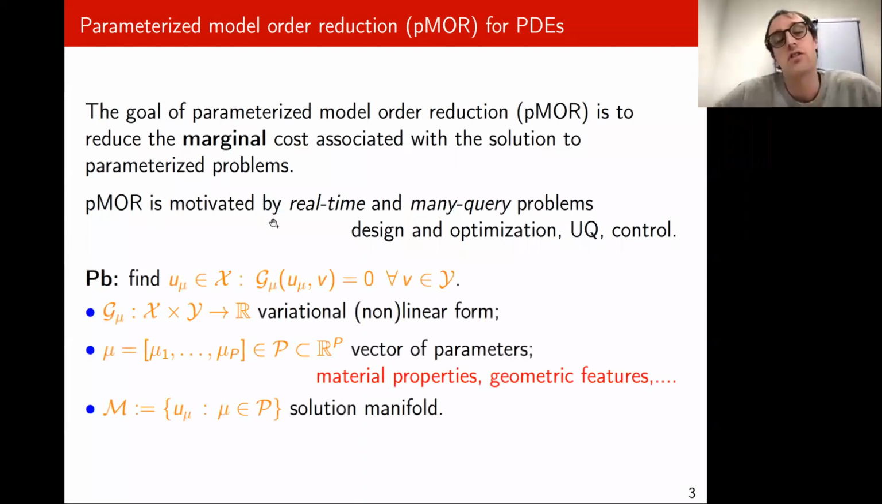Just to fix notation, we consider problems of this type. So we seek a solution U of mu in some Hilbert space curly X that satisfies this variational equation for all test functions V in a suitable test space curly Y, where mu here is a vector of parameters that might represent material properties, geometric features, and so on. Curly M here denotes the solution manifold, which is the collection of the solutions to this PDE for all values of the parameter in a prescribed parameter range.